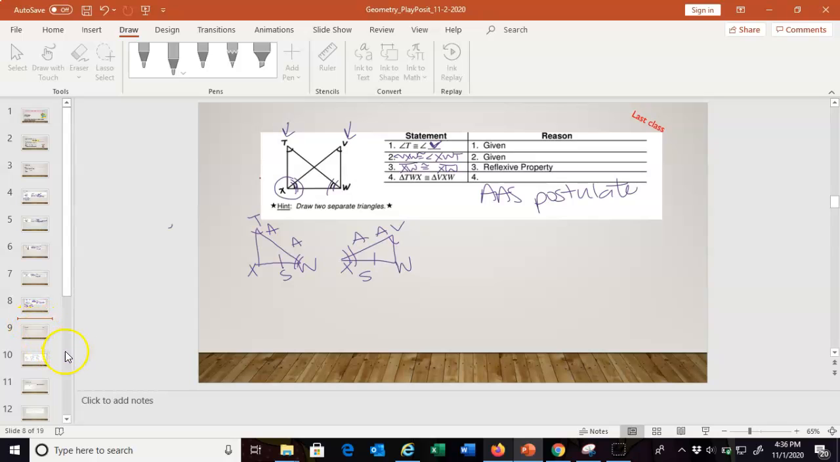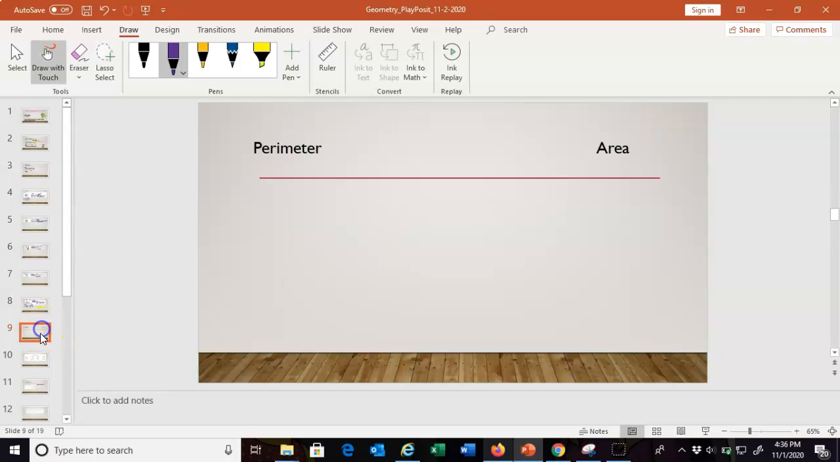All right, so that wraps up our proofs unit. And if you guys need any help at all, please do not hesitate to reach out. I know that you're coming up on your unit assessment for that. So now let's move into unit 4. We're going to talk about perimeter and area.